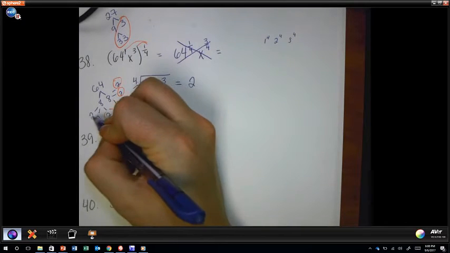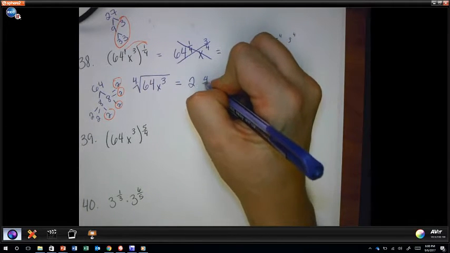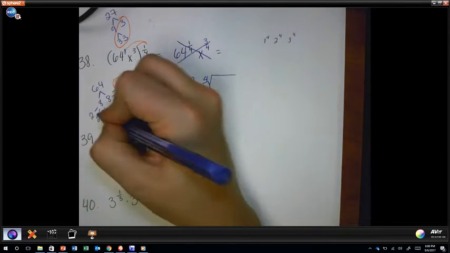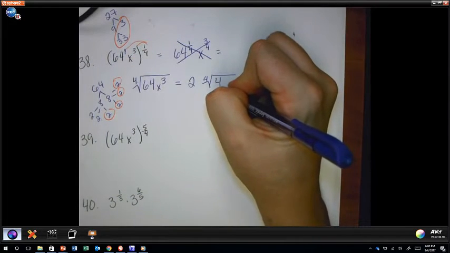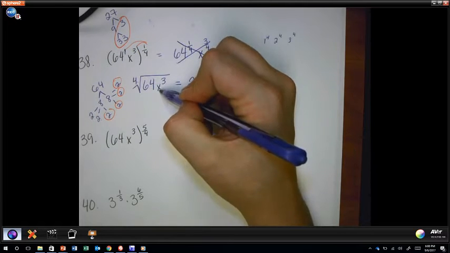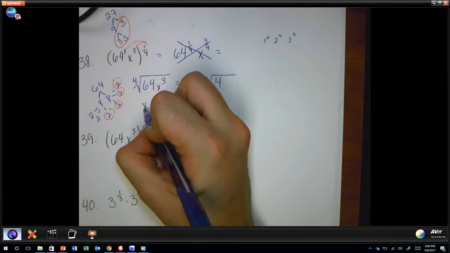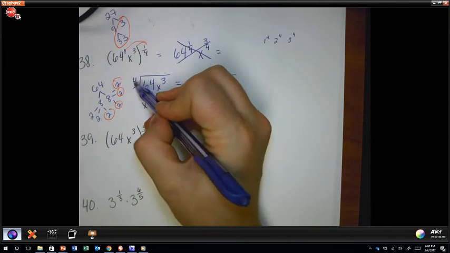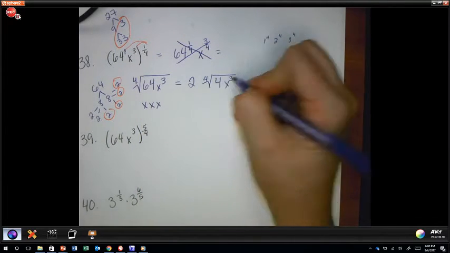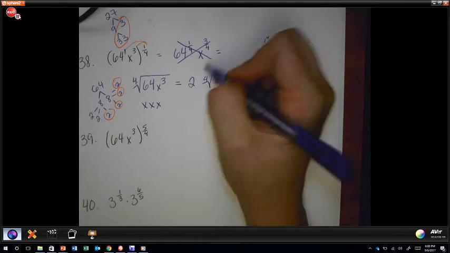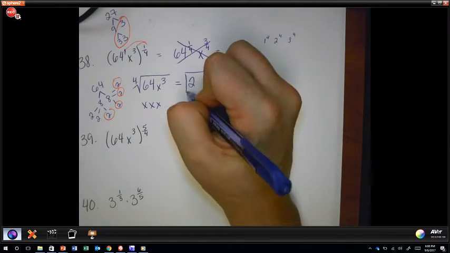But I still have 2 2's remaining. That will remain on the inside of my radical. 2 times 2 is 4. I have 3 factors of x. I need 4 in order to pull any x's out, so all 3 factors of x remain on the inside of my radical. This is a simplified answer.